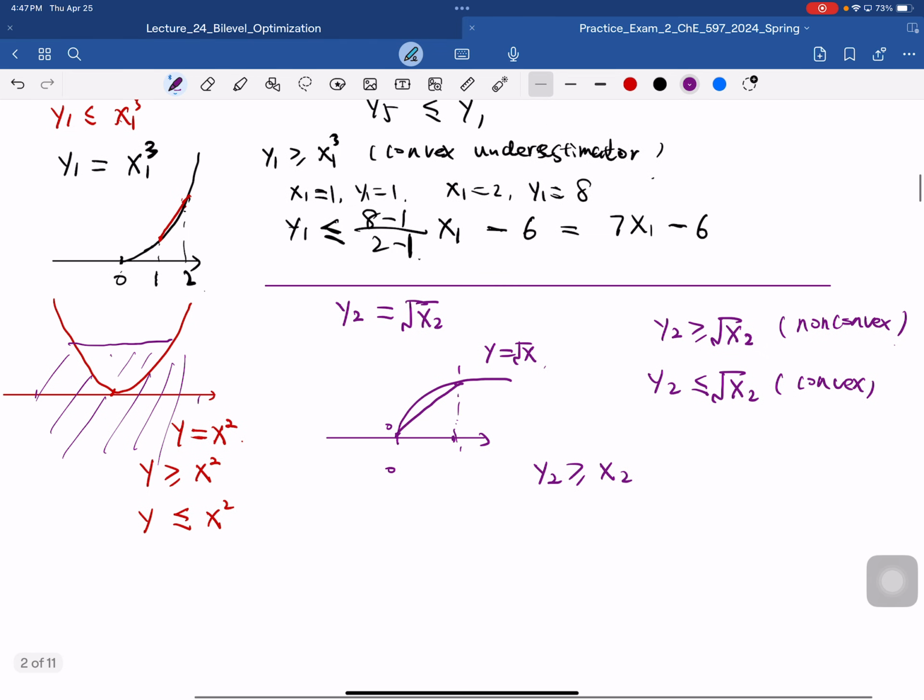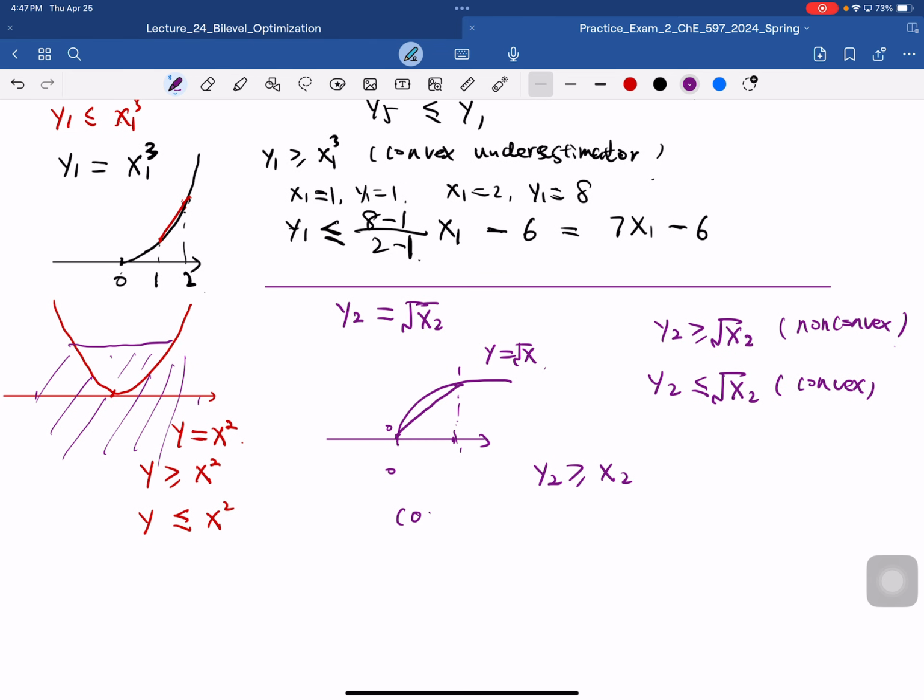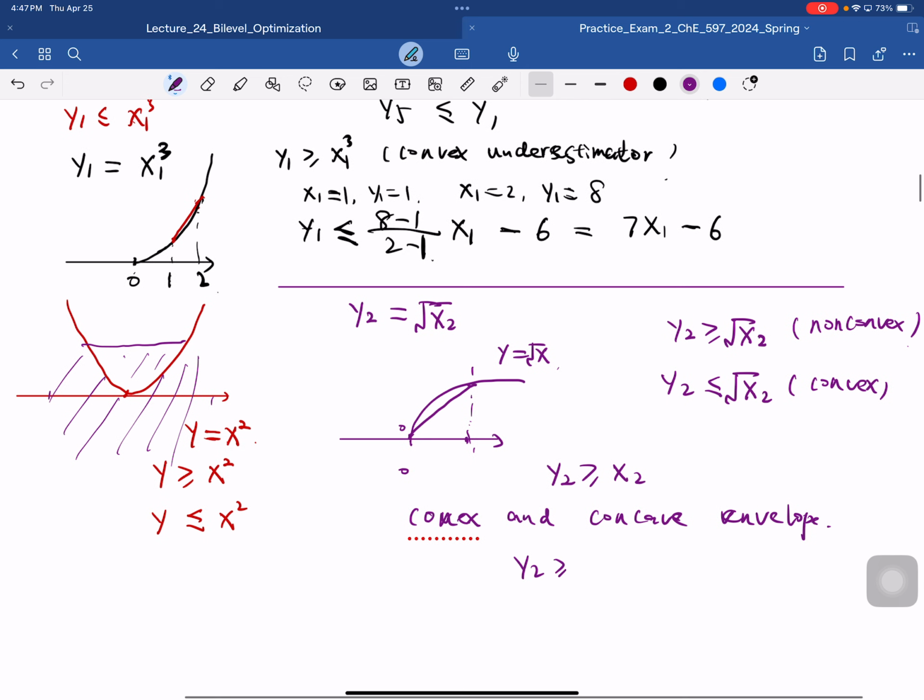So to summarize, the convex and concave envelope are y2 greater than or equal to x2, y2 less than or equal to square root of x2, right? So this is the convex envelope. This is a concave envelope.